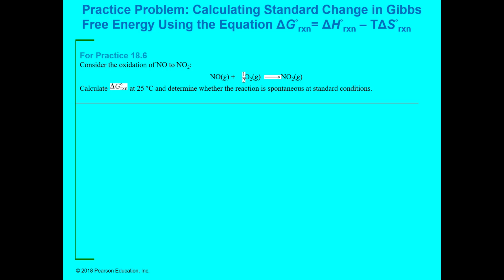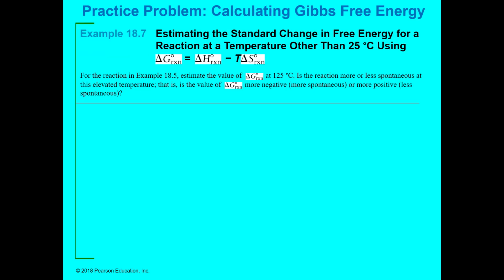Here's one for you to try. Now, the last problem in this set we're going to do is calculating if your temperature is different from 25 degrees C. And the good news is that it's very easy. It's the same formula. You're still going to use this formula, and you just use whatever the new temperature is. So they're telling you you're going to do it at 125. So 125 plus 273 is 398 K. So 100 K higher. Now I'm still using my numbers from the other set.